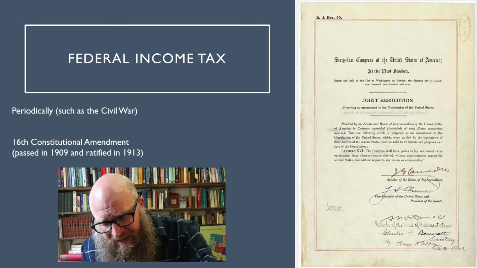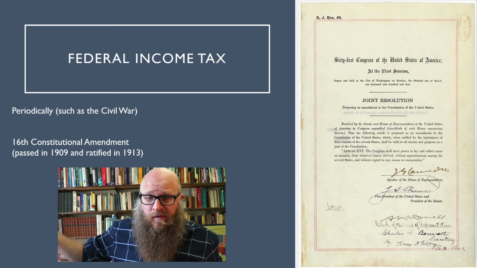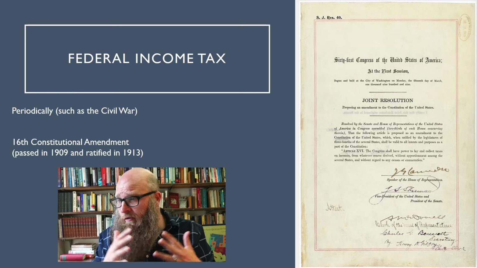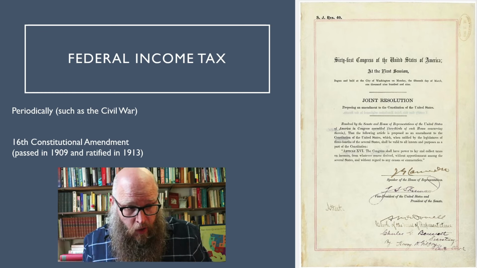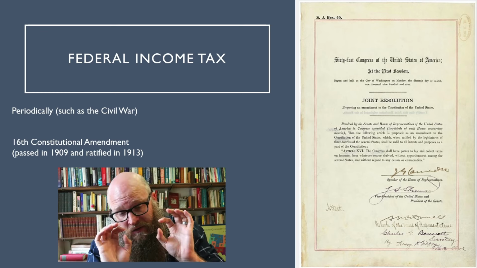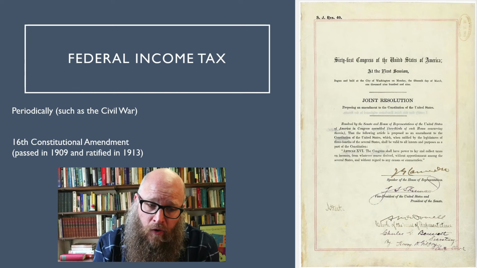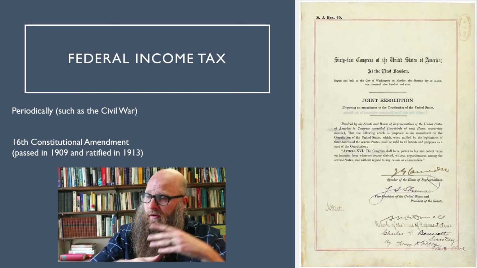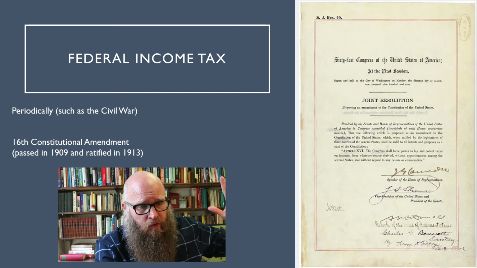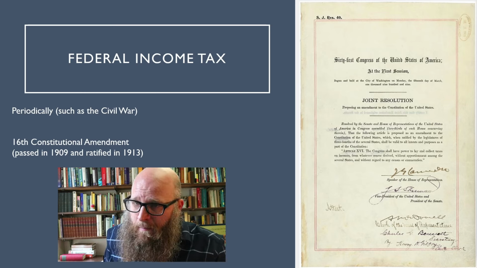Originally, the federal government funded itself with tariffs, that is, taxes on imports. The federal government was much smaller. The country was much smaller. The tariffs were a lot bigger back then. But anyway, the 16th constitutional amendment, which was passed in 1909 and ratified in 1913, created the federal income tax. And here, on your side of the screen is the amendment that was passed.